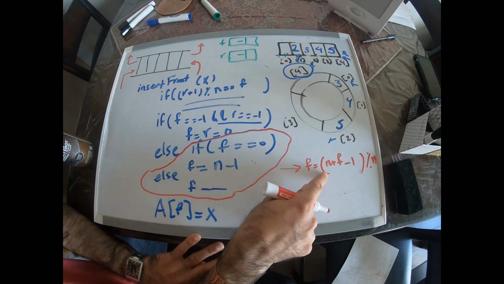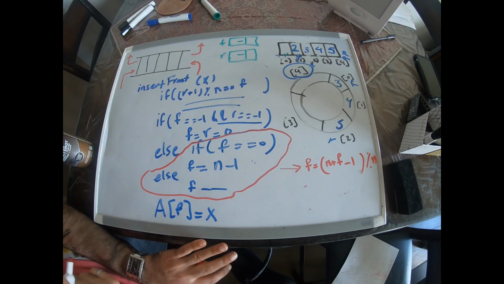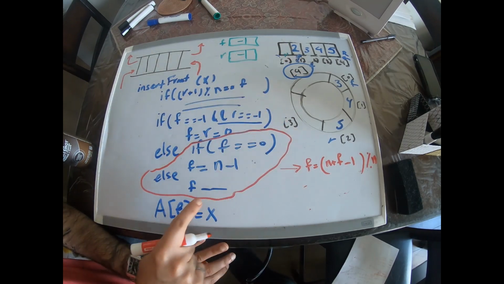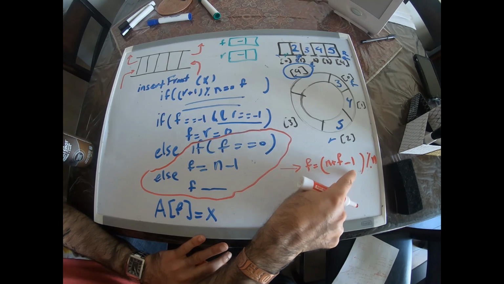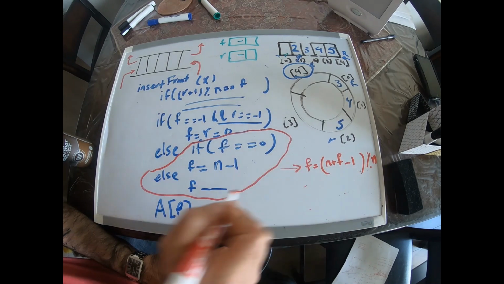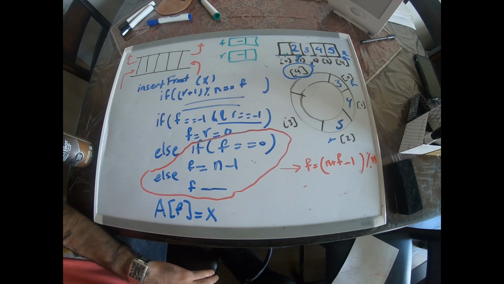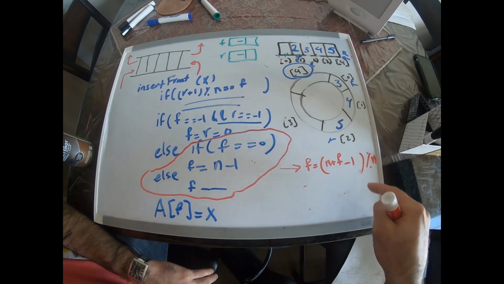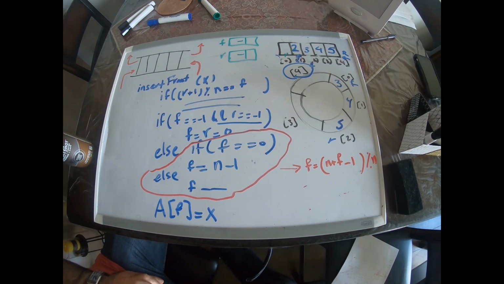f is equal to (n plus f minus 1) mod n. Okay? For any number other than 0, this is going to be the same as f minus 1, f minus minus. It's going to be equal to f minus 1. If it is 0, then this becomes n minus 1. Okay, so that's how we can insert from the front in a circular array.